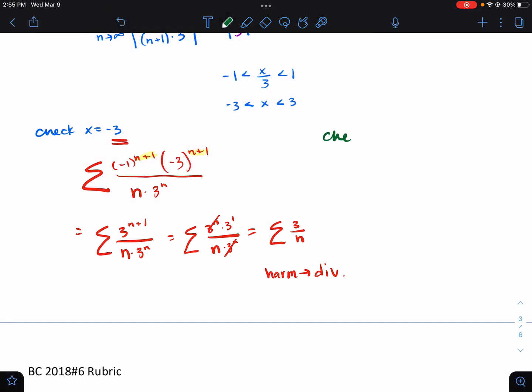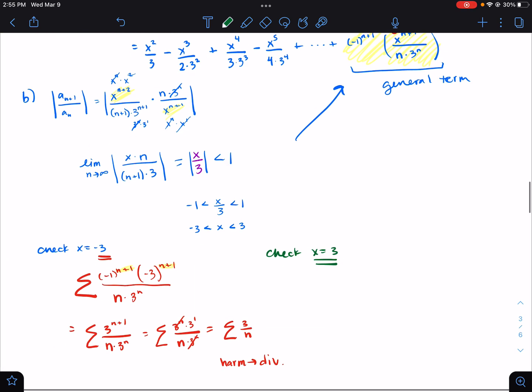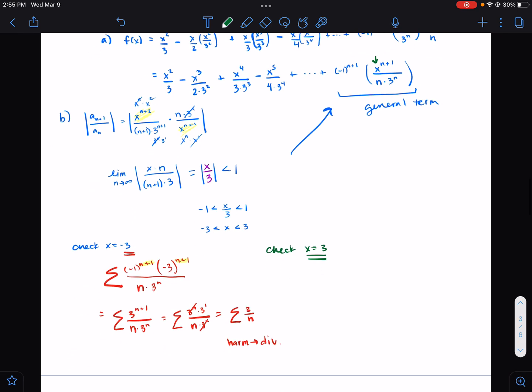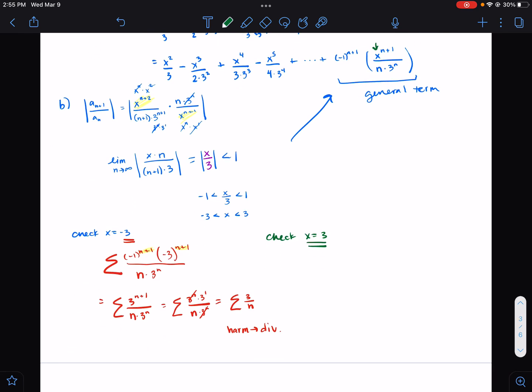So now I'm going to check what happens at x equals +3. Again, I'm doing the same thing. I'm just replacing the x. So now I'm coming to here, and in the x, I plug in +3. I still have the alternating piece, so I still have the -1 to the n plus 1. In place of x, I'm going to write 3, so I have 3 to the n plus 1. And on the bottom, I have the n times 3 to the n.